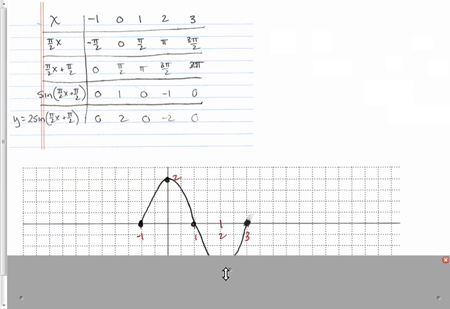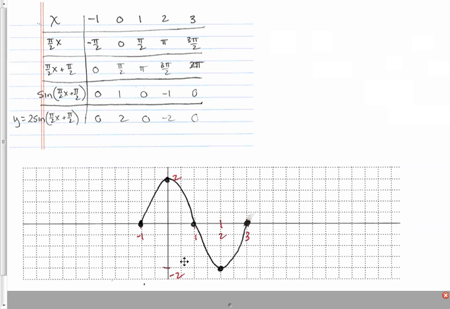Now remember though, our y values are actually 2 times this sine value. So I'm calculating the y values that go with these x's. So 2 times the sine value, 2 times 0 is 0, 2 times 1 is 2, 2 times 0 is 0, 2 times -1 is -2, and 2 times 0 is 0. So now I have my 5 important points. And so I'm plotting those 5 important points for my home interval.